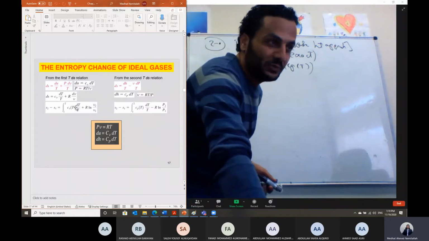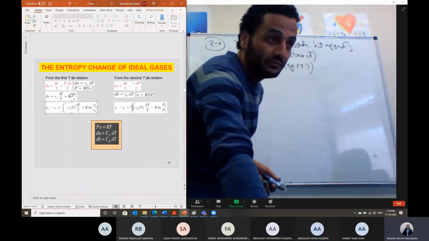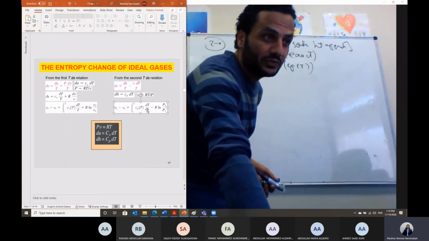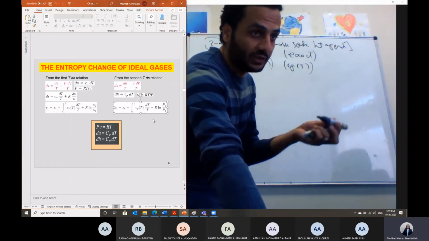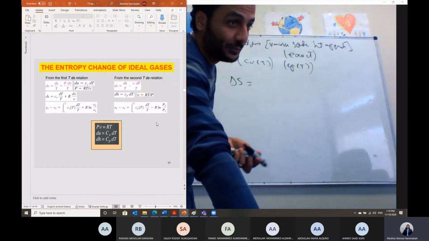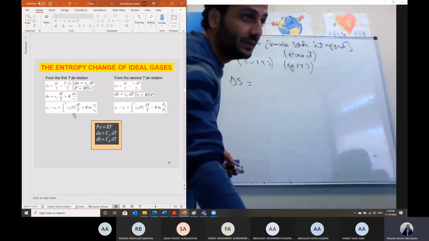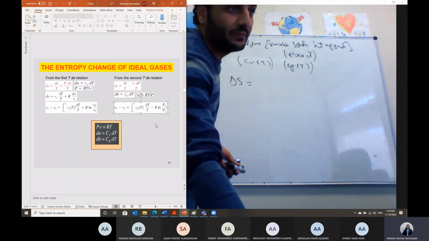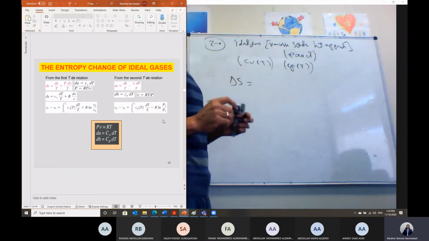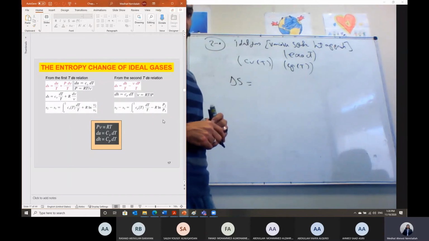We have two equations for delta S, the two T dS relations. For the exact analysis, I would be considering just the second relation. No need to take the two relations. For the approximate analysis, we considered the two equations, one as a function of Cv and one as a function of Cp. For the exact analysis, I would be considering only the second one, which is a function of Cp.